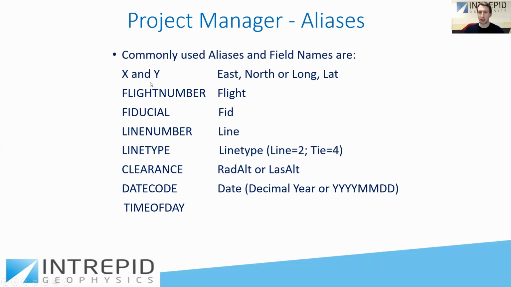Some common aliases and field names. So for X and Y, east, northing, flight number is flight, fiducial, line number. Line type as well can be really good when you've got your primary flight lines that you want to say grid up without tie lines, say. So you can have tie lines set as one particular value and your flight lines as another. Clearance, date code as well.